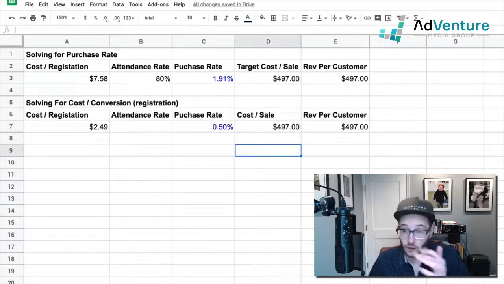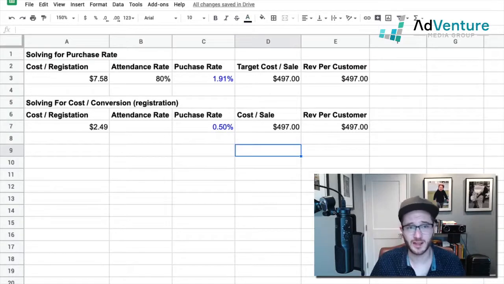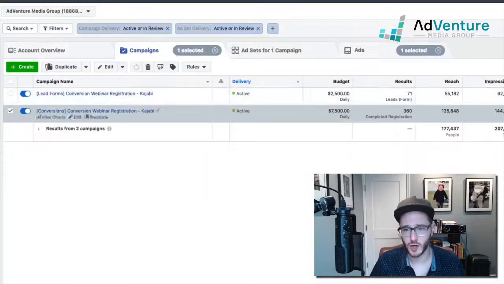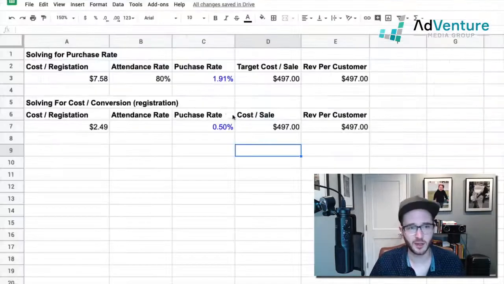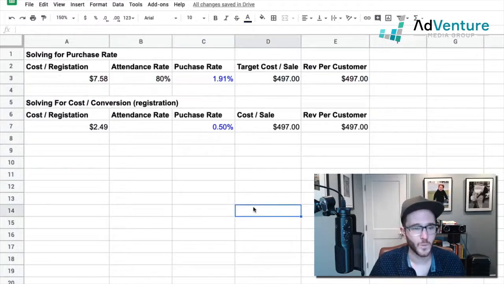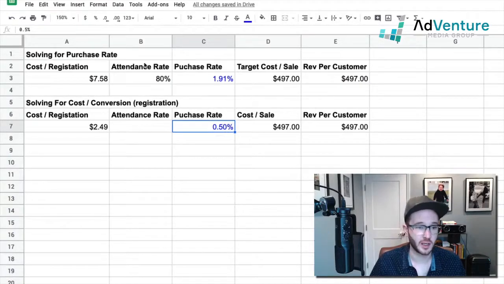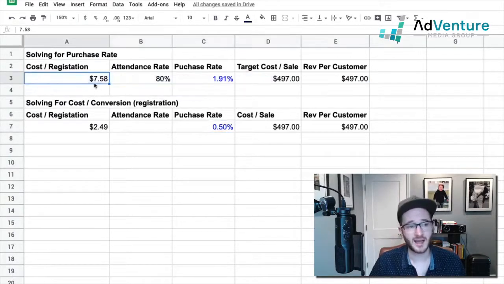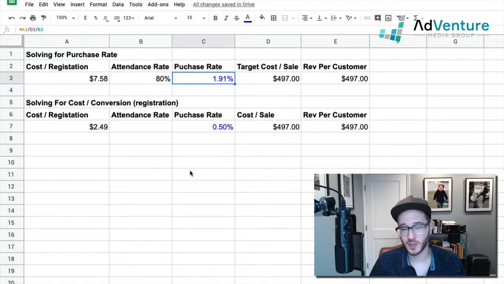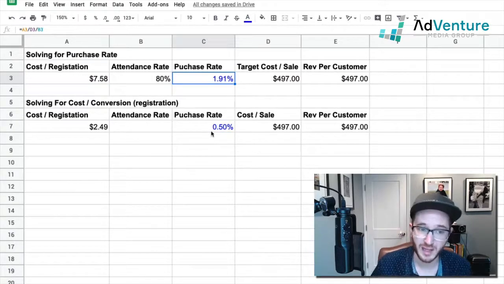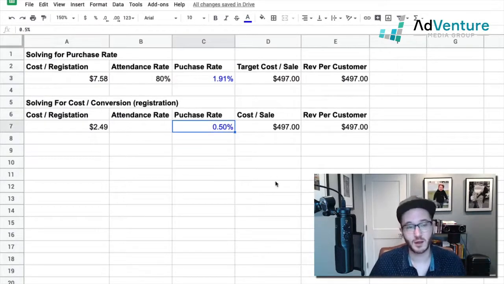So you see how useful this model is. Now I'm not stuck inside my ads manager trying to figure out formulas or calculations in my head. I have a template that I can quickly plug and play very easily to give me a quick sense of where I'm holding with regards to profitability. One second, we haven't included attendance rate yet. So I know that today at $7.58, I would need a 1.91% purchase rate, which is already getting more reasonable, but still that's 4 times what my conversion rate was yesterday.